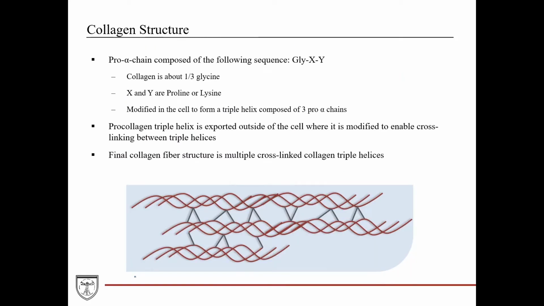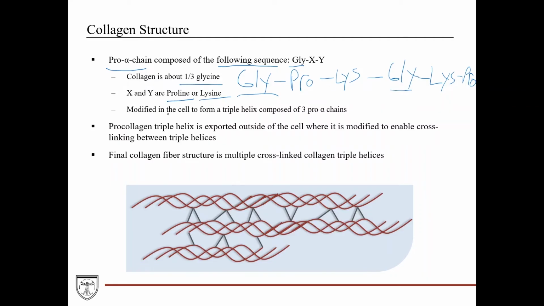So collagen structure is a pro-alpha chain, which is composed of the following sequence: glycine plus 2 more amino acid residues, and those are either proline or lysine. So it could be something like this, where you have proline like this, and then it repeats again like this, and it could be the reverse like that, and then so on and so on. And so as you can see, a good portion, actually a third of collagen, is glycine.